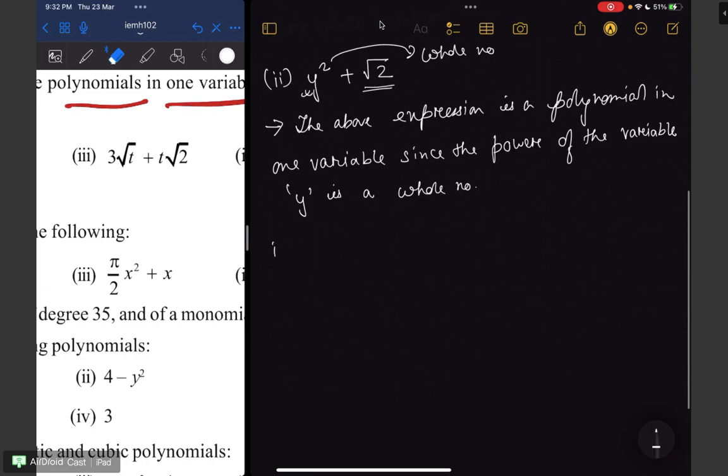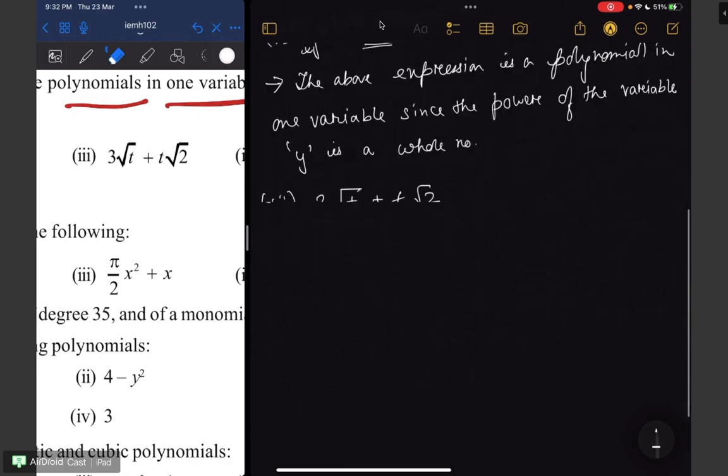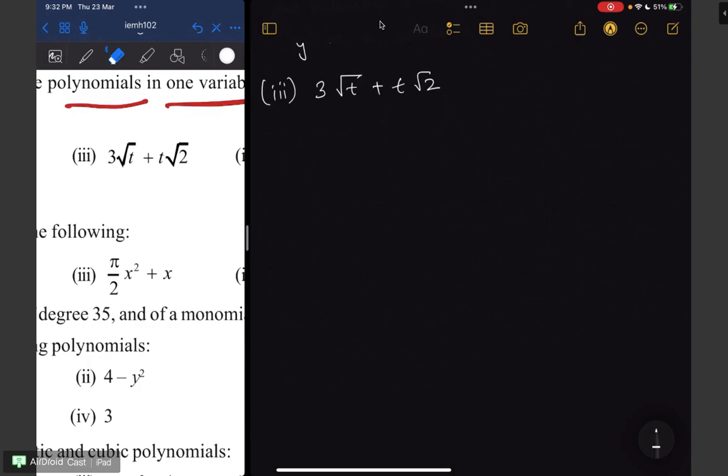The third expression says 3 root t plus t root 2. So the first condition you need to check is how many variables are there. As you can see here, how many variables can we identify? We can identify only one variable, that is t in this case. So the first condition is satisfied. Next we need to see whether the power of the variable t is a whole number or not. If we look through this expression directly, it seems that the power of the variable is a whole number.